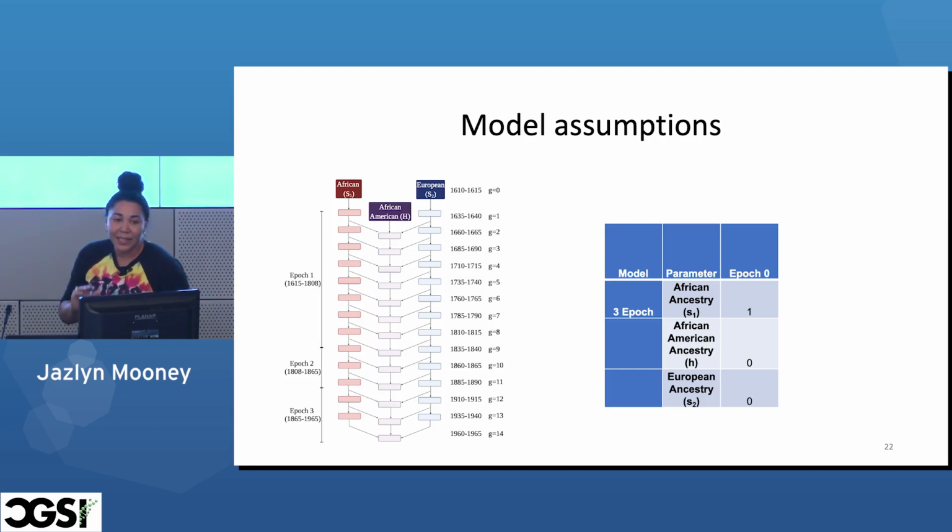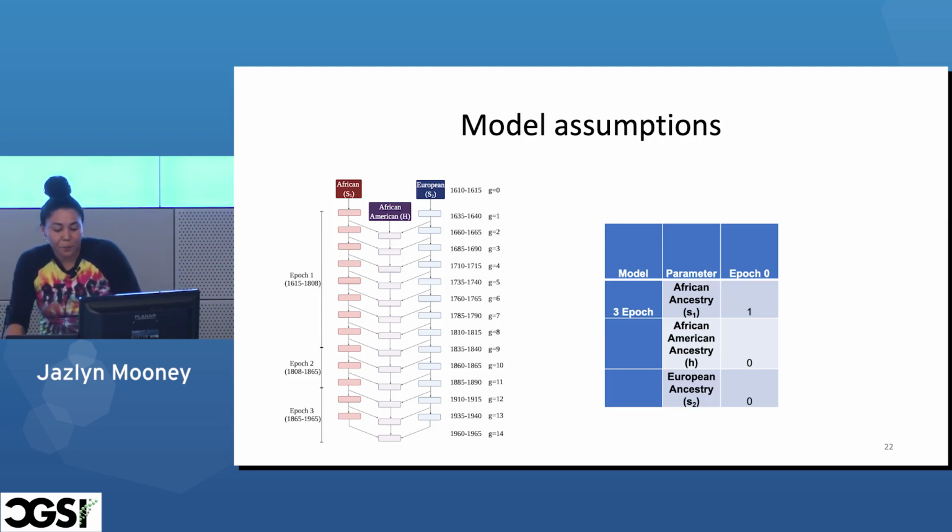Just to walk through exactly what the model parameters are, in epoch 0, we have all of your ancestors coming in from Africa. And that's because the slave ships are coming in. There are no African Americans at this time. There's only Africans who are being transported to America. So there's no contribution of ancestry from either H, which is African Americans, or S2, which is Europeans.